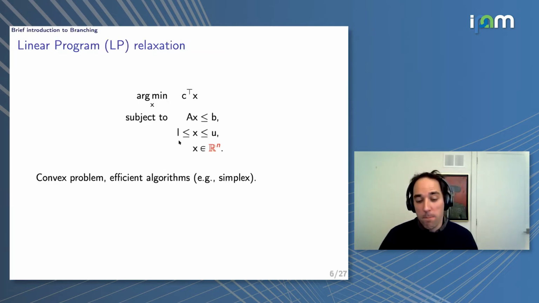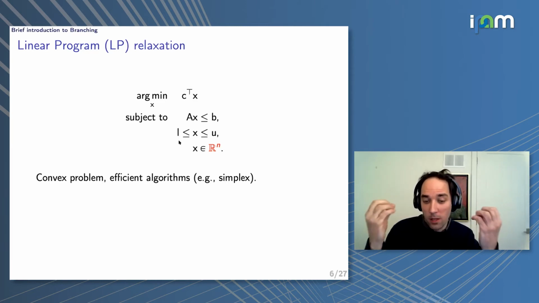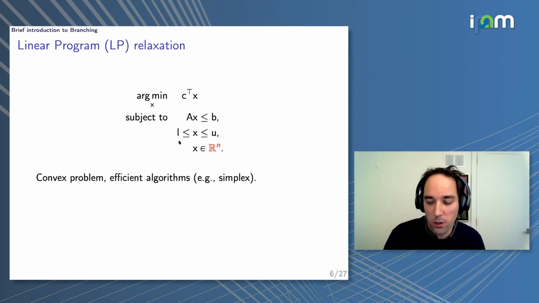Okay. So one thing we know how to solve are LPs. If you relax the integrality constraints, if you remove them, you obtain this linear program. And of course, this linear program is much easier to solve. It's convex, and we have efficient algorithms to solve it, such as the simplex. So now, of course, you'd like to relate these two things, the LP to the MILP that you had earlier.